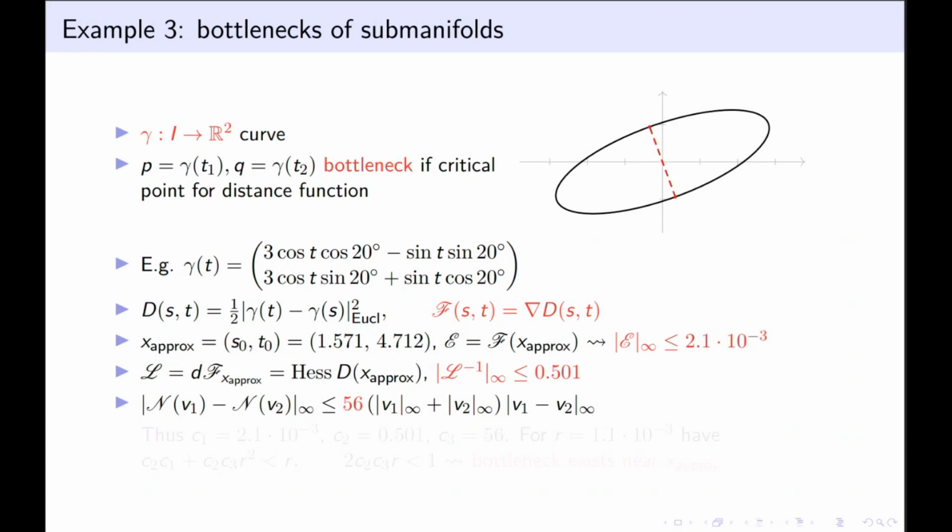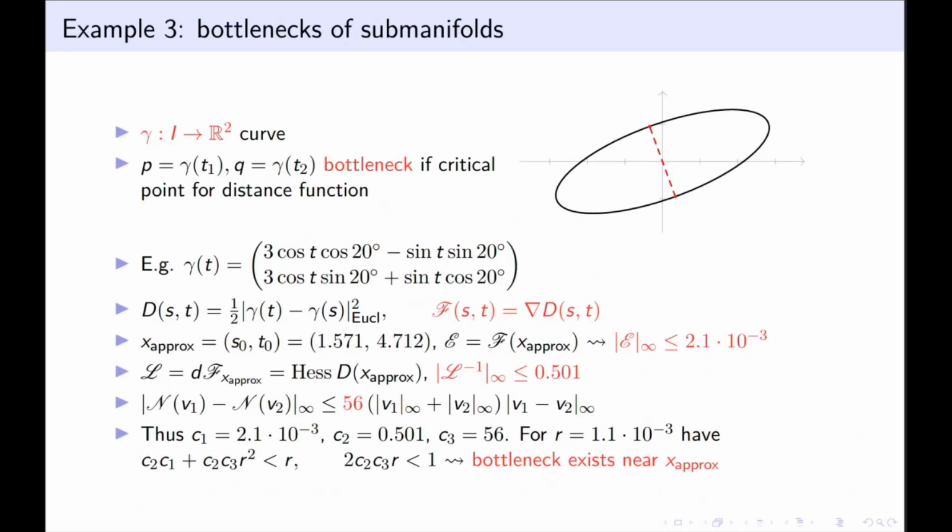And that means we've computed our three numbers now, our C1, C2, C3. Does there exist a little r which satisfies the two inequalities? And the answer is yes. If you take r equal to 1.1 times 10 to the minus 3, you can make these two inequalities true. So what you've done with all of this is to prove that there exists a genuine bottleneck near your approximate solution.